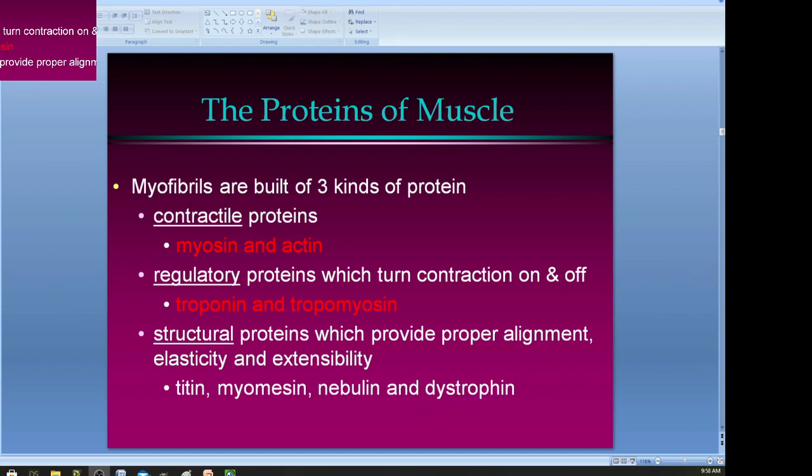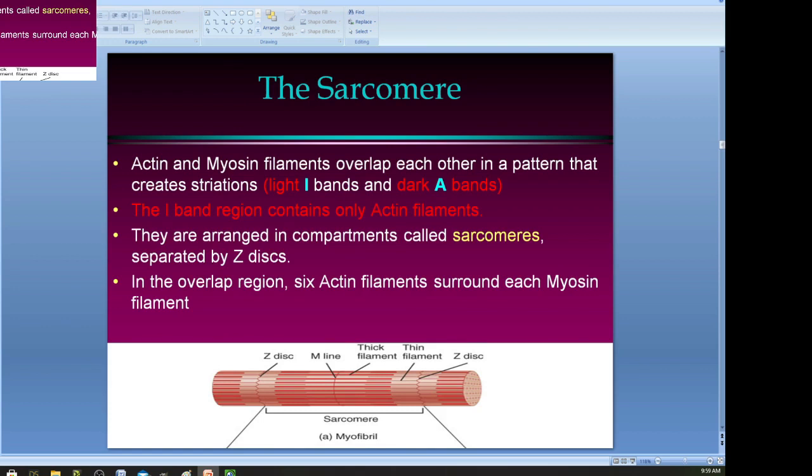Now, dystrophin is a structural protein that if you have a mutation of, you have a disease called muscular dystrophy. And so dystrophin is one of these structural proteins that helps align the contractile proteins, actin and myosin. Now, these proteins are going to build our basic muscular structure called a sarcomere.